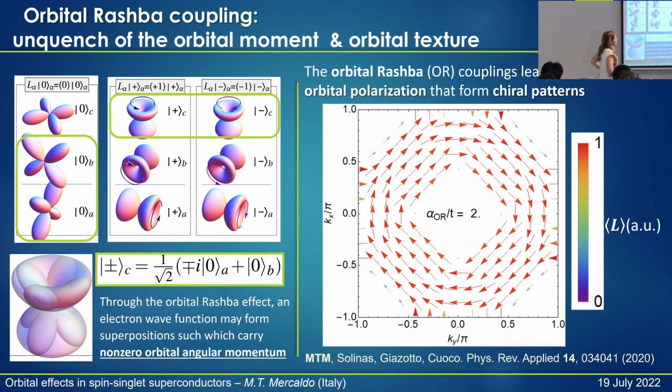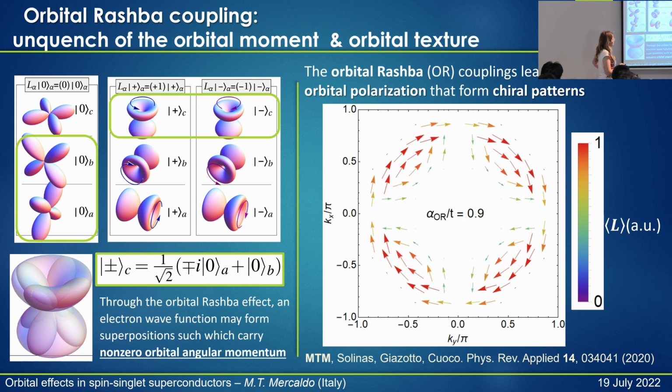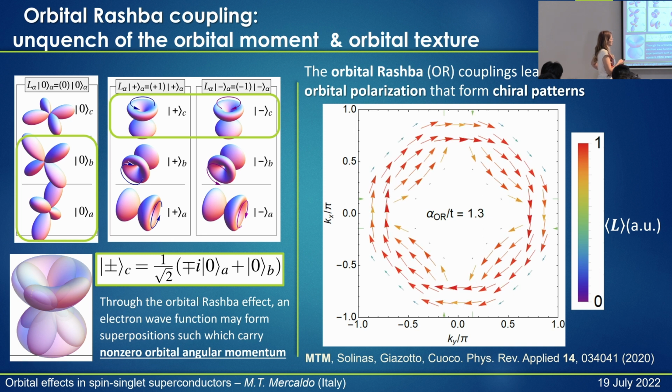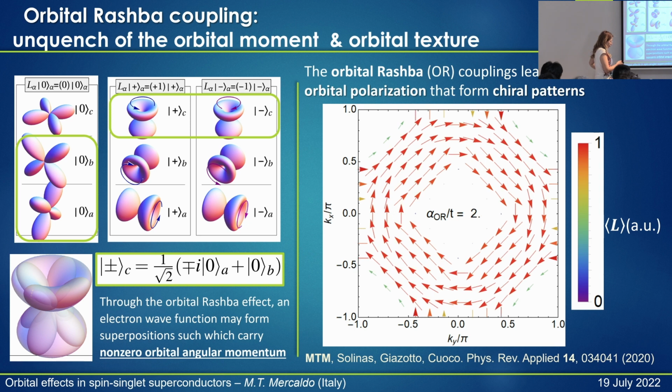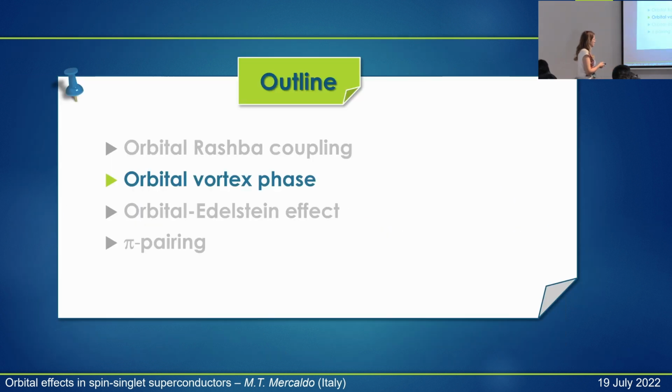So, for example, this animation shows how the chiral pattern of the orbital angular momentum varies in a superconductor, which is pretty much the same as in the normal system. It doesn't alter this part. Okay, so this was the introduction. Let me talk about this exotic orbital vortex phase.